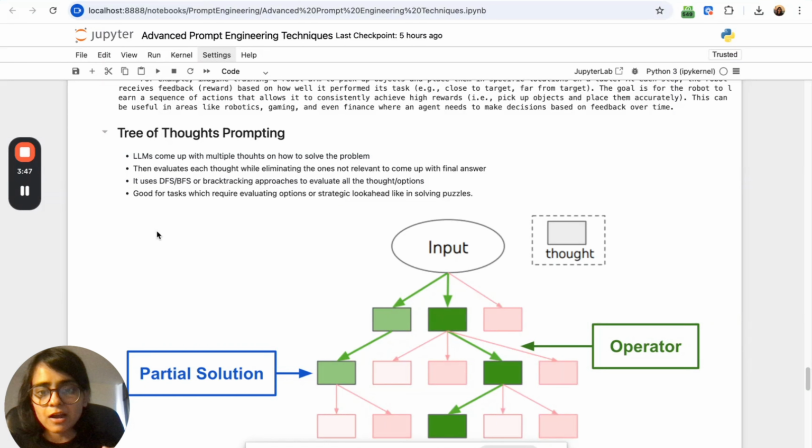This is exactly how tree of thought prompting works. LLMs form some basic thoughts, then evaluate them with approaches like DFS or BFS. And if that option is not the optimal solution for the problem at hand, it will backtrack and go evaluate the rest of the options. This way, it's finally able to come up with a single solution after evaluating multiple options. And I feel that this is a very powerful prompting technique that you can use when you are trying to solve some very complex problems.